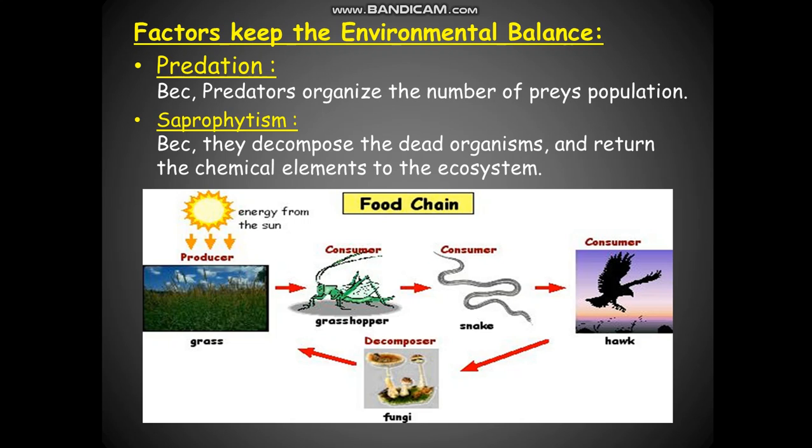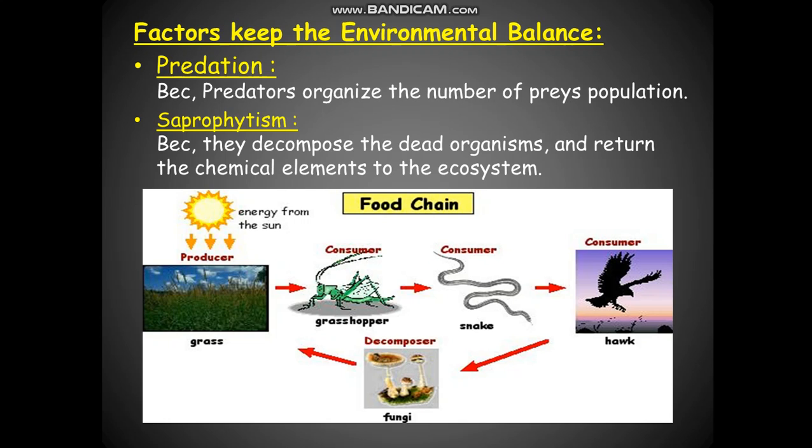And at the end of each organism's life, of all those consumers, the saprophytes will decompose the dead organisms and return the chemical elements to the soil, which is a part of the ecosystem. So the producer will use these chemical elements to grow again. So the food chain will continue.